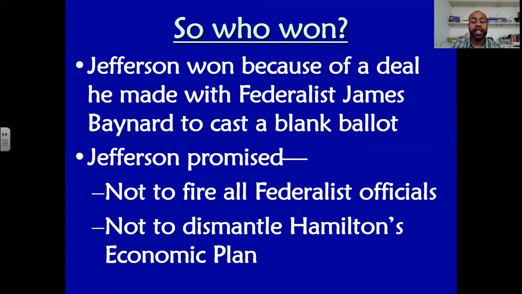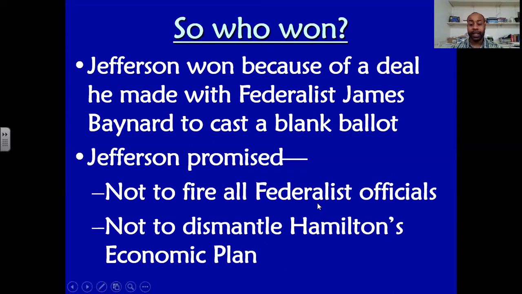Okay. So technically, Jefferson won because, as I said, it was a tie in the Electoral College. Jefferson wins, and he signs a little backdoor deal to make sure that he gets over the top by Federalist James Bayard to cast that blank ballot. And so when they recast it, he actually has one vote ahead on the second ballot because they run it twice. And so that's how Jefferson becomes the third president of the United States.